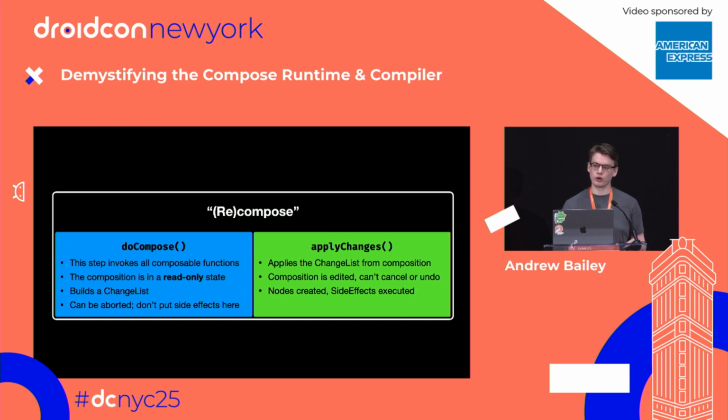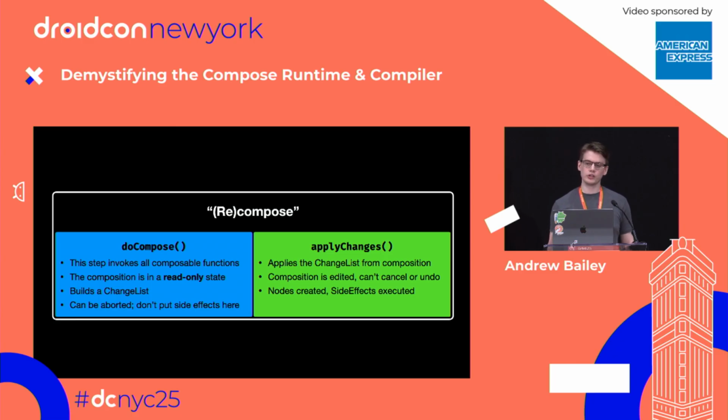This is also why it's so important to use the side effect APIs correctly instead of having any externally visible effects inside of your composable functions, because the results of your composition may not be observed at the same time that you're running your composable function.